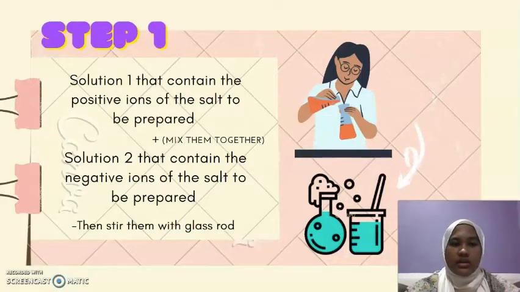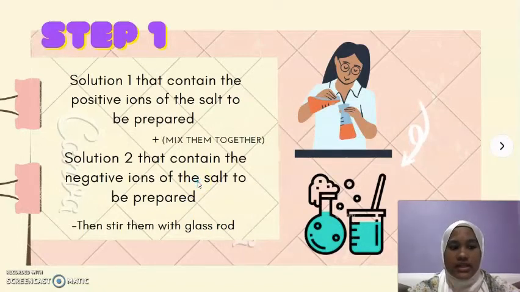So these are the steps to prepare the insoluble salts. So first step, we have solution 1 that contains the positive ions of the salt to be prepared, and solution 2 that contains the negative ions of the salt to be prepared. We mix these two solutions and stir them with a glass rod. Then automatically it will form the salt which is insoluble in solid form.